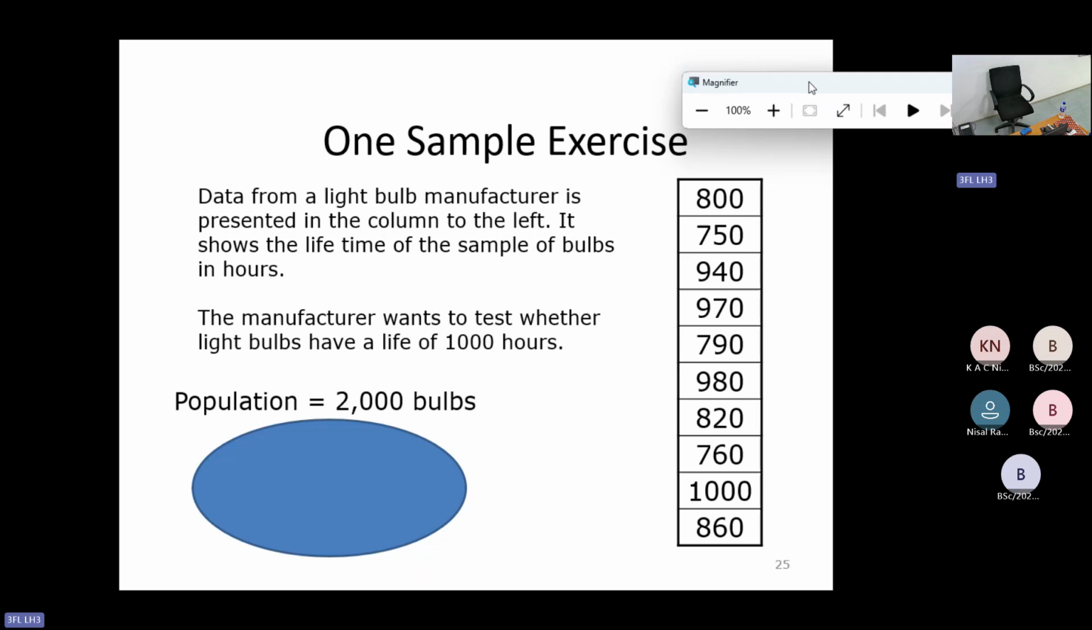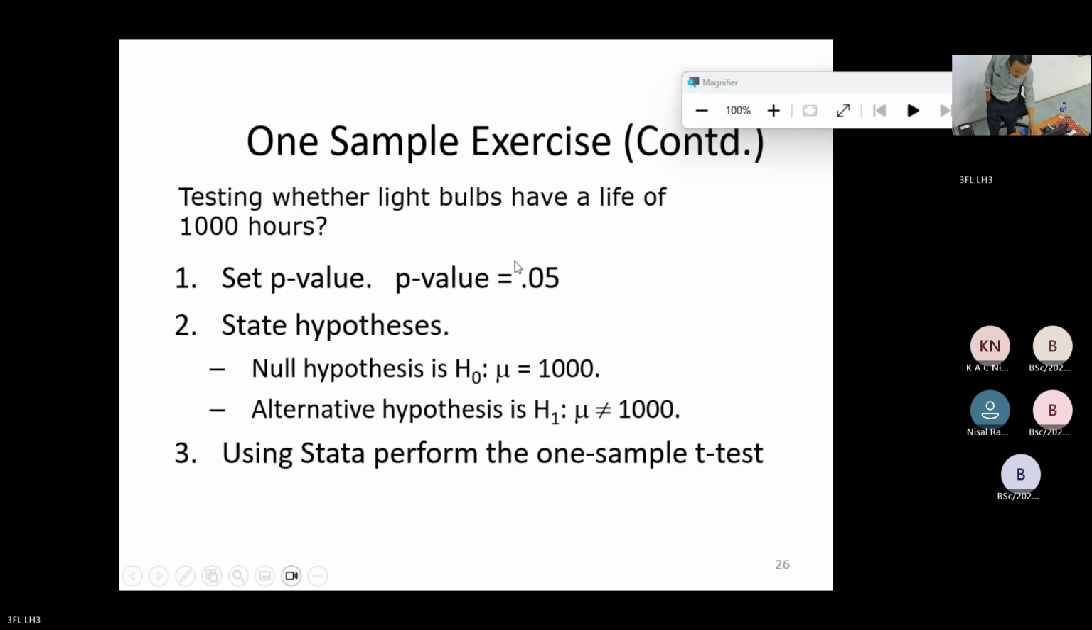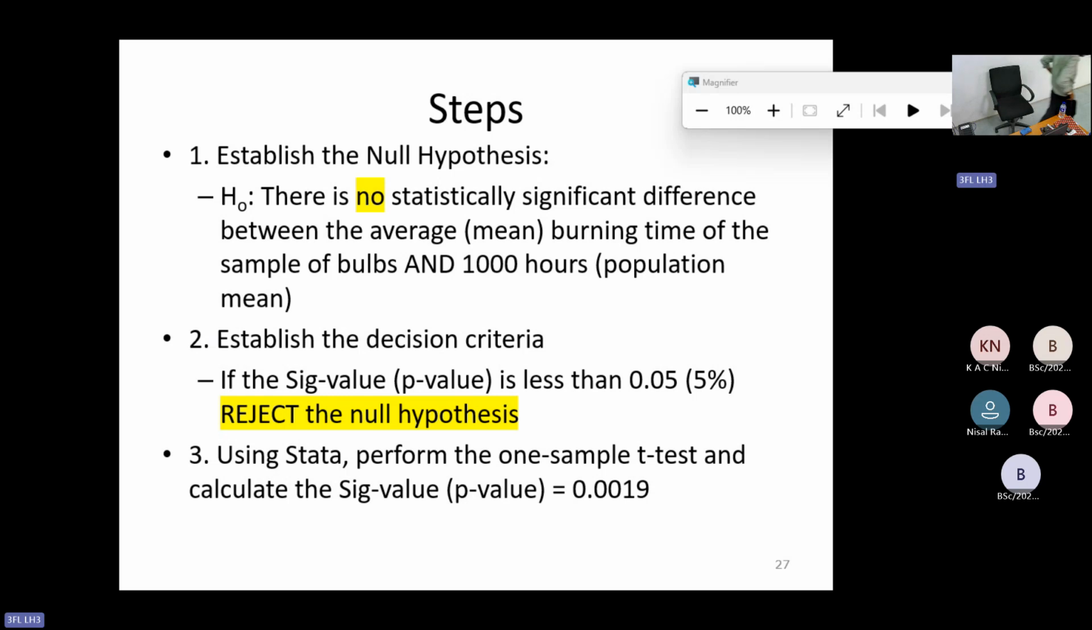What's the first step? Establish the null hypothesis. The null hypothesis is that there is no difference: there is no statistically significant difference between the average burning time of the sample bulbs and 1000 hours, which is the expected population value. The sample mean is known, but the population is what we don't know. We are going to test that.